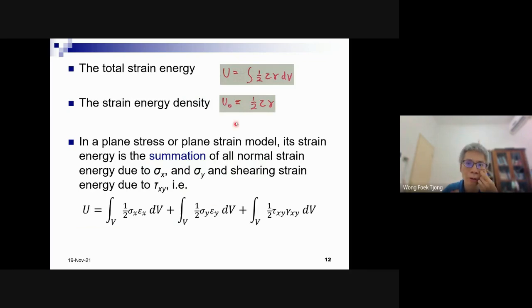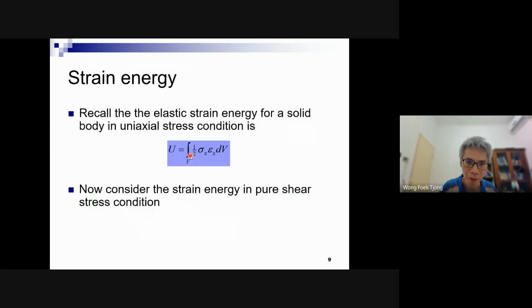Of course, what we considered is just a small part of the material. If we have a whole body, we integrate, summing up the whole thing, in other words, the volume integral of 1/2 tau gamma. Inside this integral is actually the strain energy density due to shearing strain. The expression is very similar to the previous one, just change sigma to tau and epsilon to gamma.